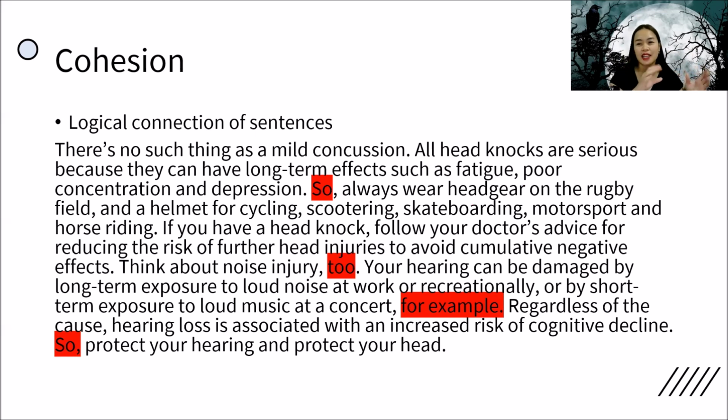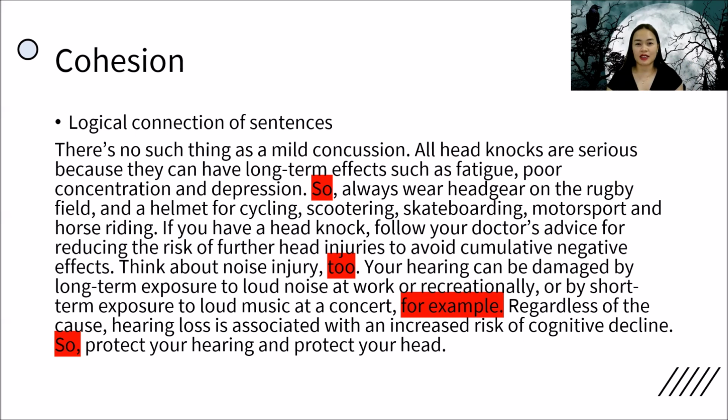When you move from one idea to another, it's best to have some connecting words. Let's look here. All head knocks are serious because they can have long-term effects such as fatigue, poor concentration, and depression. So, or therefore, hence, meaning that is the result. Because of this is what you have to do. So just that short word can have a huge meaning. It can connect these two sentences.